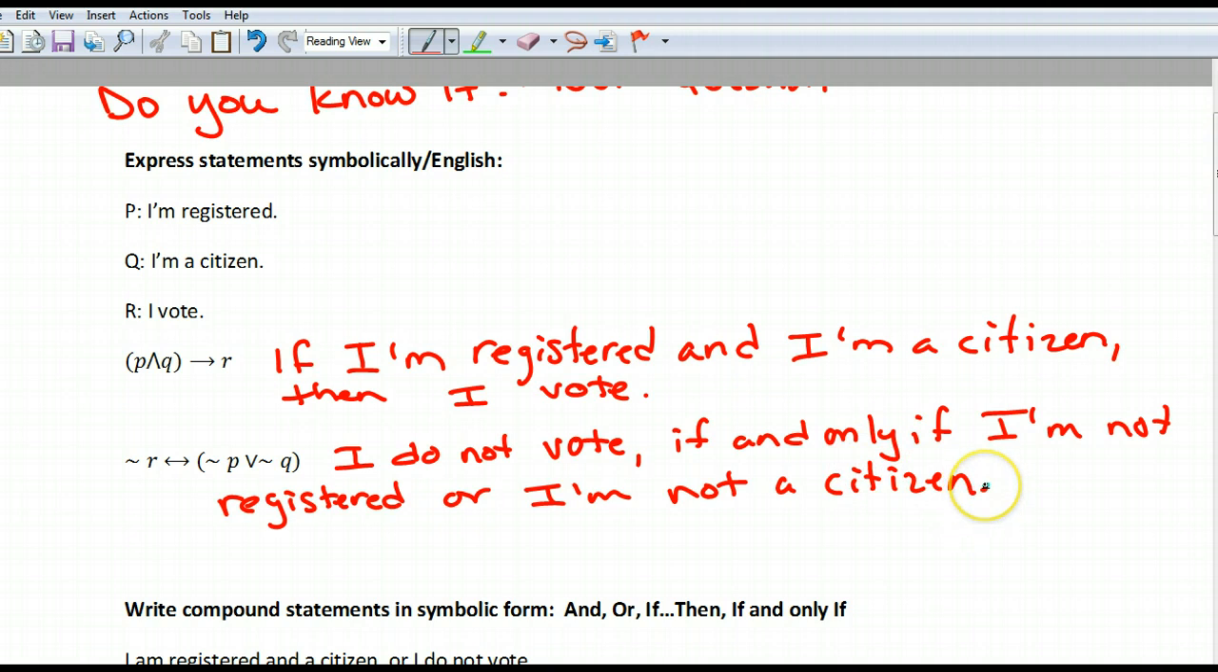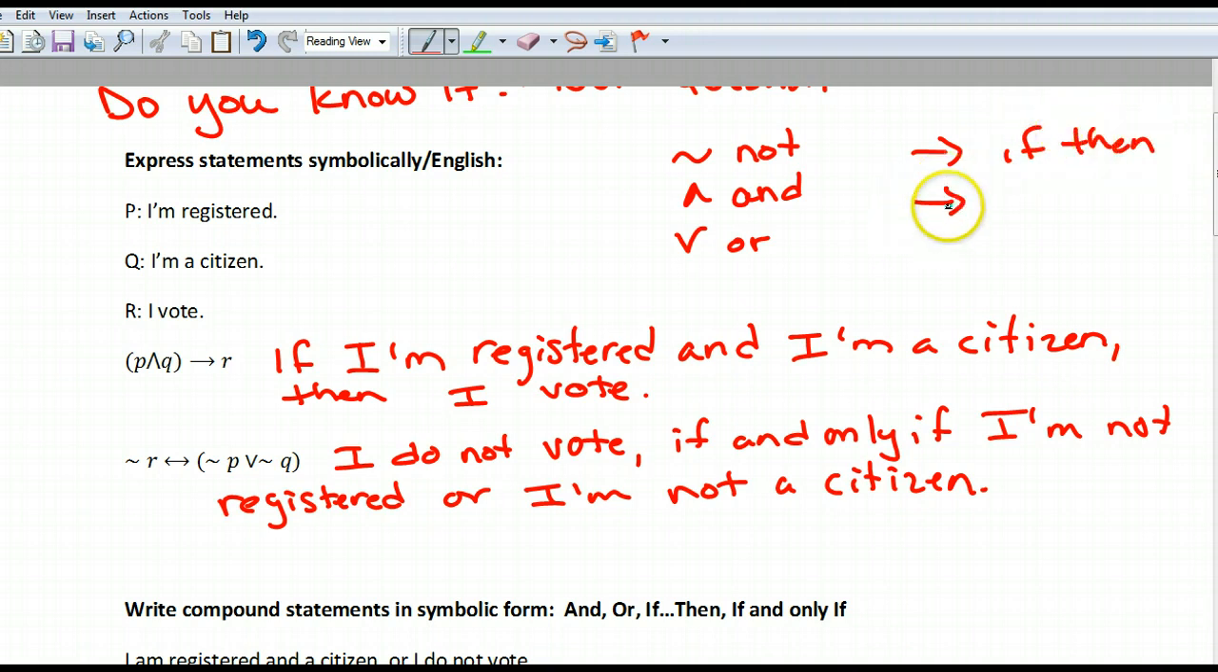Okay? So let's just list out all of our symbols because maybe some people don't remember that. So this is not. This one is an and. This one's or. How about this one? If then. And if and only if. Okay? All right, moving on.